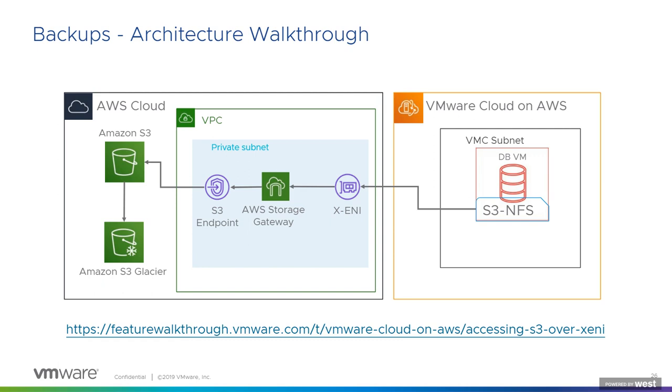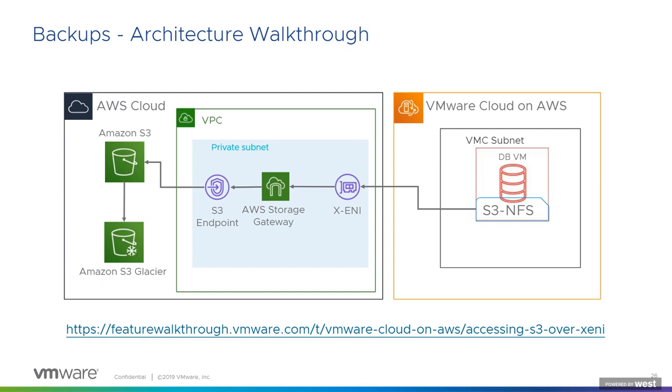And to have a secure communication between your Storage Gateway and your S3 bucket, we have an S3 endpoint, which handles all the secure communication so that all the traffic gets routed internally instead of going through the internet. And the bridge between your VPC on your AWS side and VMware Cloud on AWS, we have something called a cross-account ENI, which is a high bandwidth, low latency connection between your VMware Cloud on AWS and your AWS Cloud.